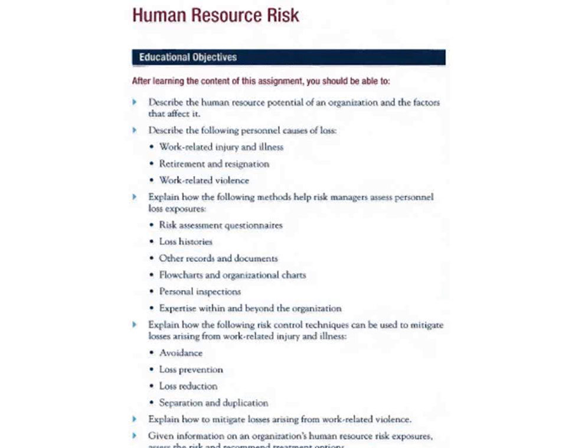So this would be how you'd want to assess risk in general for other types of liabilities. Explain how the following risk control technique can be used to mitigate losses arising from work-related injuries and illness. And so we'll talk a little bit more about avoidance, loss prevention, loss reduction, separation, and duplication. And again, what you'll notice is these 4 ways of doing it are the same ways you avoid other types of risks: avoidance, loss prevention, loss reduction.